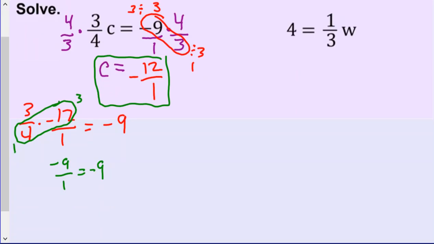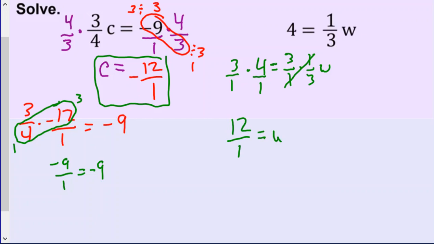For the second example, we have 4 equals 1/3 times w. So to undo that multiplication of the fraction, we're going to multiply by the reciprocal. So I'm going to rewrite it right here as 4 equals 3 over 1 times 1/3 w. And then these fractions would cancel out, and we need to multiply this side by 3 over 1. When we do that, we want to put the whole number over 1, and then we can just multiply 3 times 4 and 1 times 1. We would get 12 over 1 equals w.